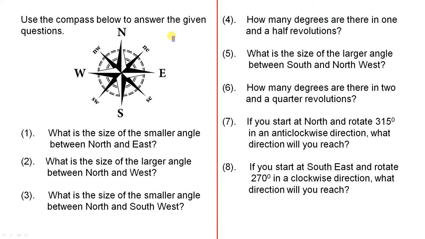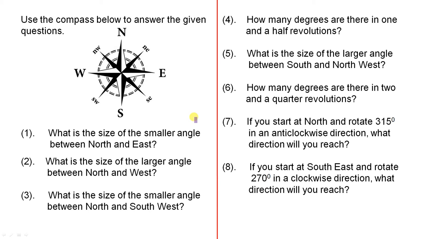Use the compass below to answer the given questions. So in the lesson we saw that the compass consists of 4 primary directions, and basically there are also 4 other directions which are midway between 2 adjacent primary directions. So they're the only ones we looked at in the lesson.